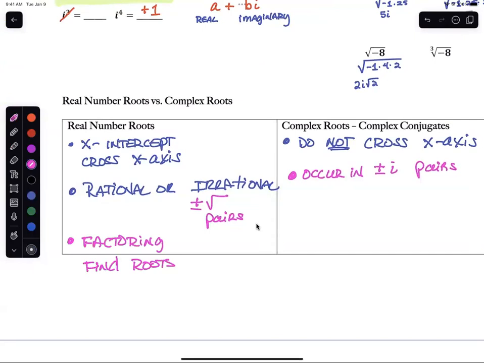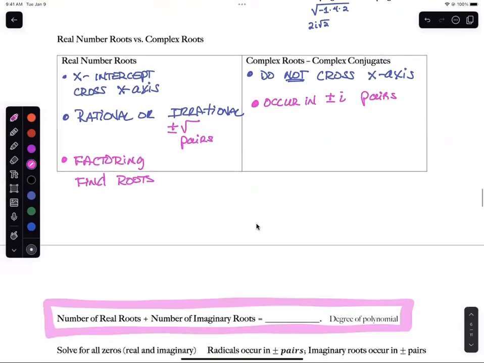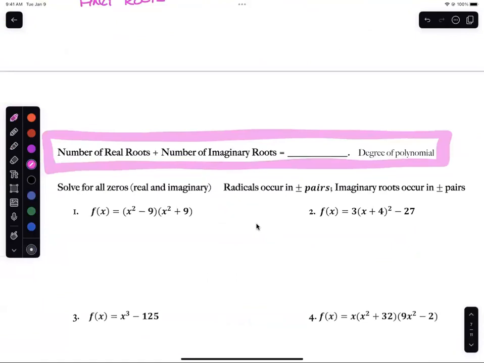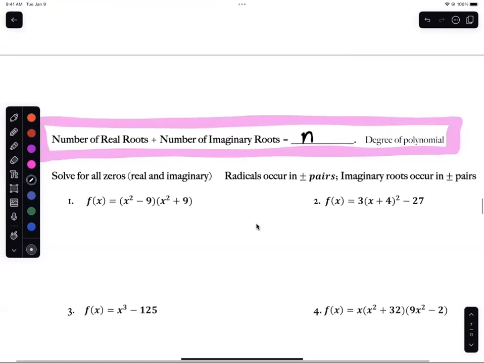We use synthetic division. It's all a big process that we'll get into, and I can refine that a little bit more. But what I really want to talk about is this. The number of real roots and the number of imaginary roots always equal n, the degree of the polynomial.